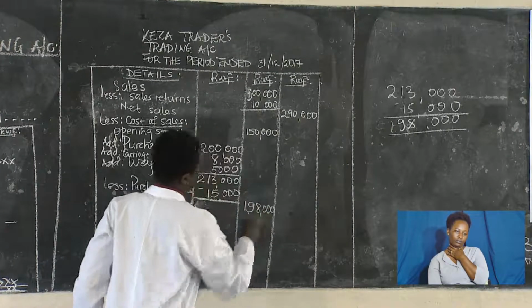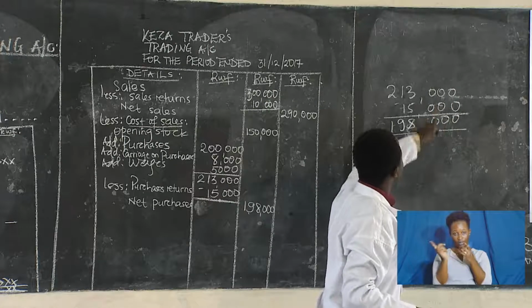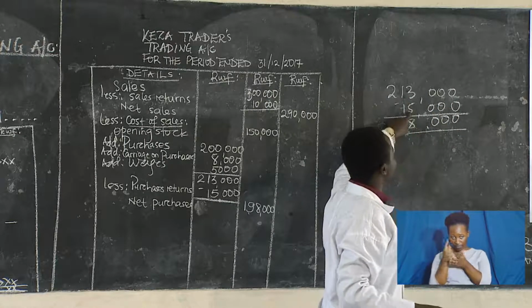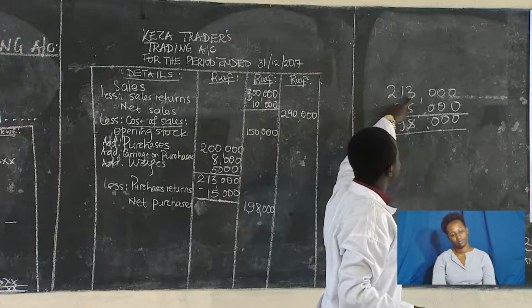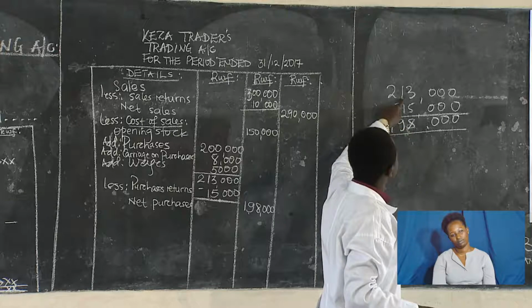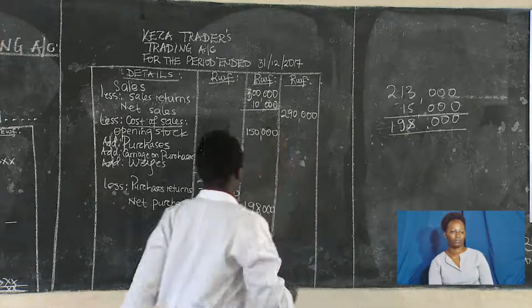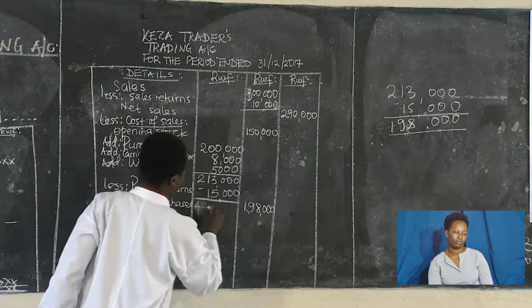198,000. 3 minus 5, impossible. You borrow 1 here, you put it here. It becomes 13 minus 5, 8. Here we have 0. 10 minus 1, 9. Here we have 1. 198,000. So that is our net purchases.